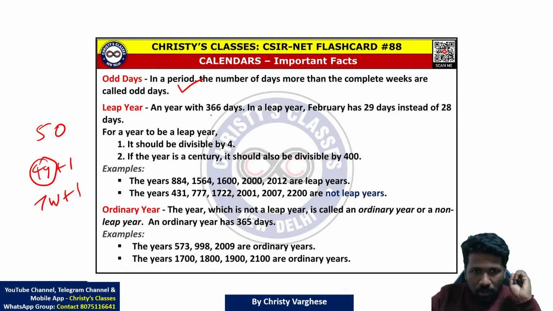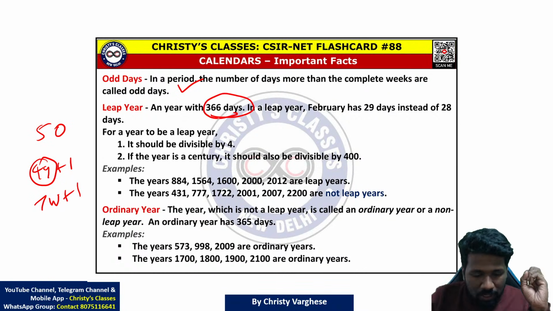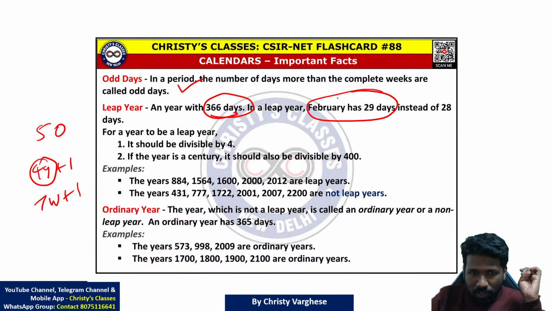So what is leap year? All of you know, I guess, 366 days वाला year है leap year. February में 29 days होगा. And many people think that every multiple of 4 is a leap year. That is wrong. That is just one of the criteria.